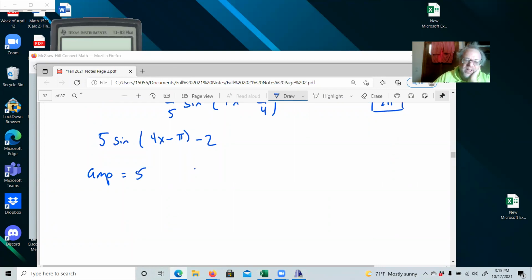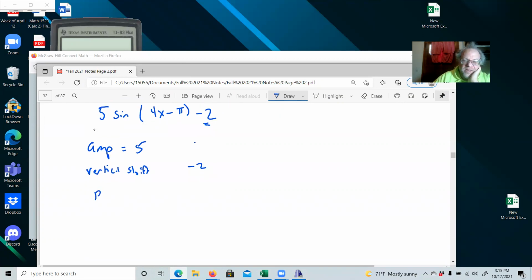5. What's our vertical shift? It's the one that's outside the function, minus 2, down. What is our period? What is our phase shift?